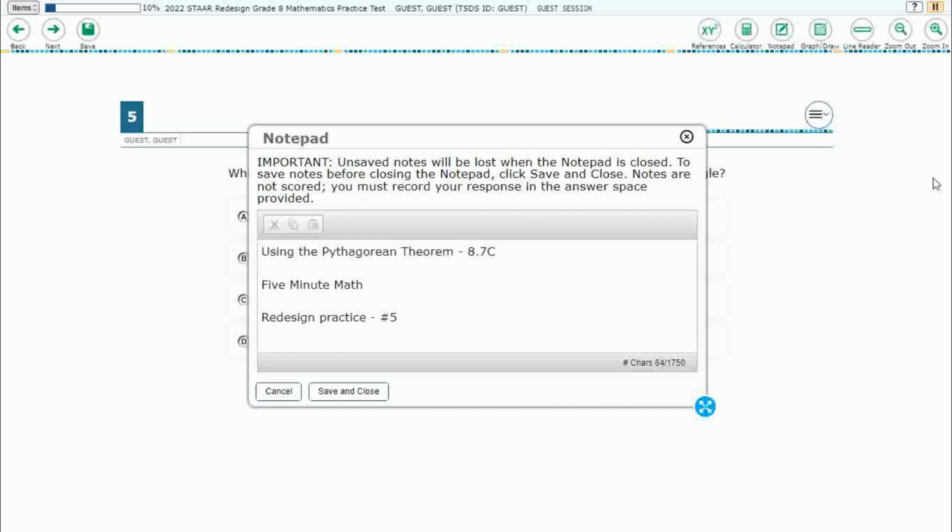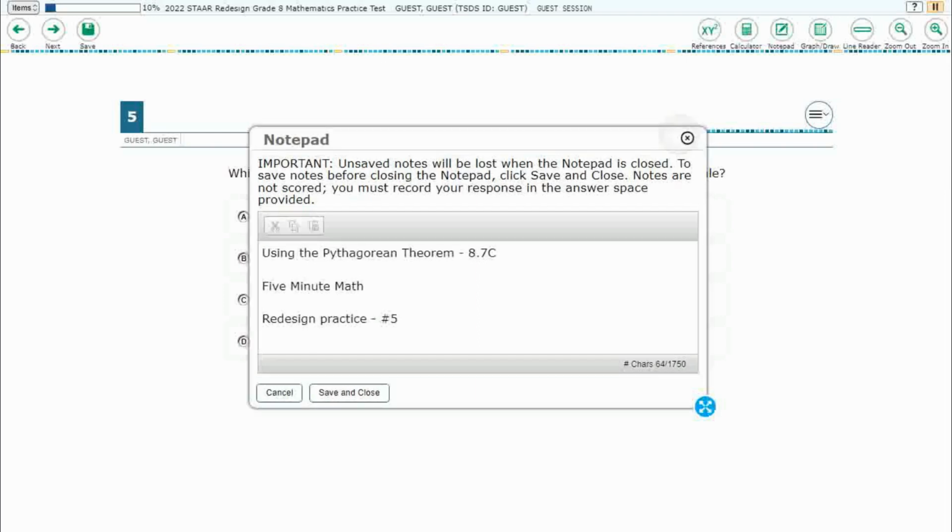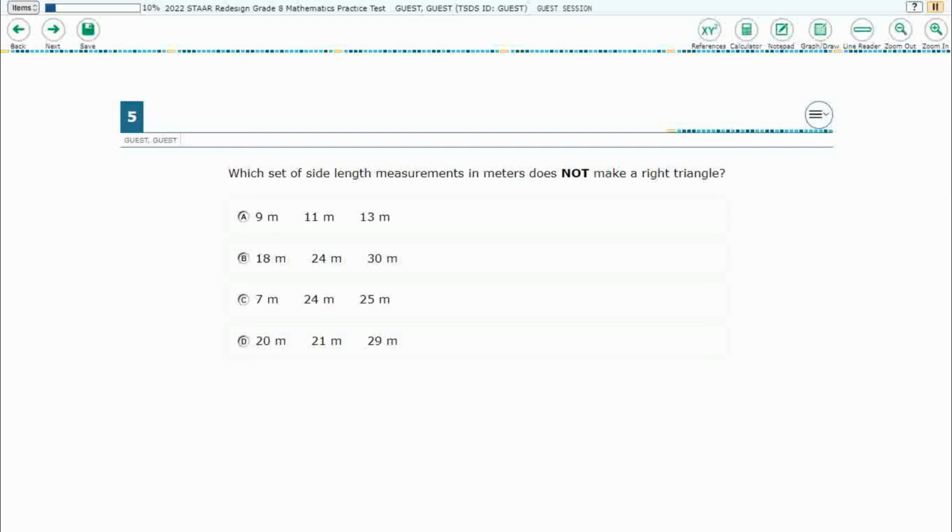Today we are looking at the 8th grade concept of using the Pythagorean Theorem. This is standard 8.7c in the great state of Texas, and we are using item number 5 of the Redesign Practice Online STAAR test. If you haven't done so already, please take a moment to pause the video, work this problem out on your own, unpause it, and we will look at our answers together.